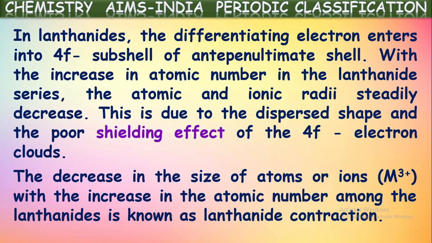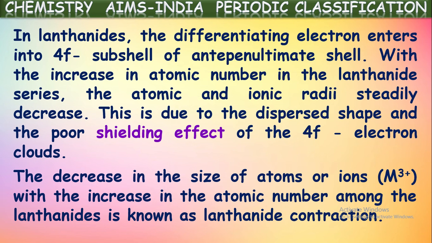In lanthanoids, the differentiating electron enters into the 4f subshell. That is why we call these 4f or F block elements also, isn't it? Lanthanoids and actinoids are called F block elements, we know. So, why are they called F block elements? For these elements, the differentiating electron enters into the last but two, that means the antepenultimate shell, F subshell. So, these all have their outermost electron in their F subshell.